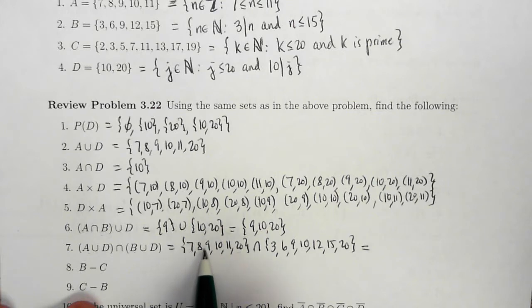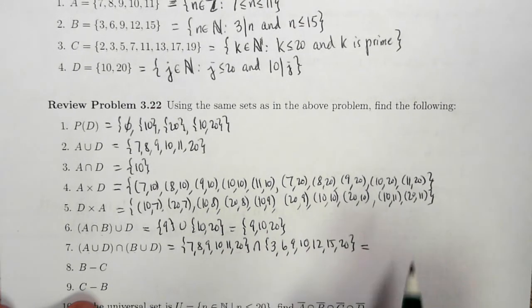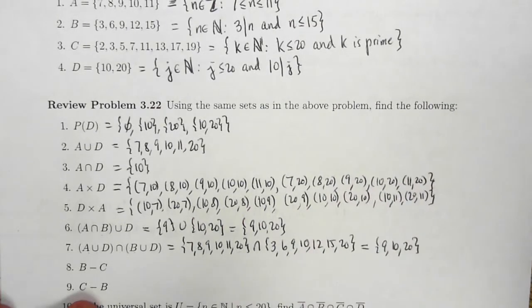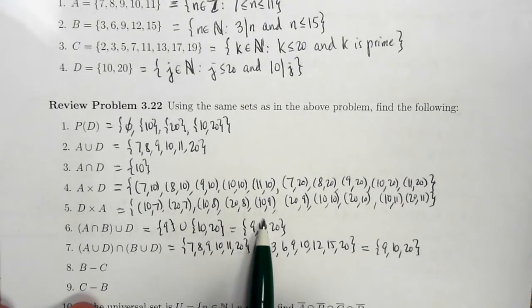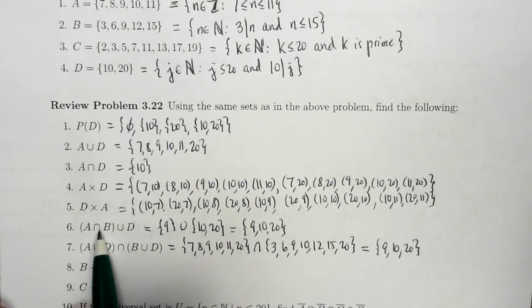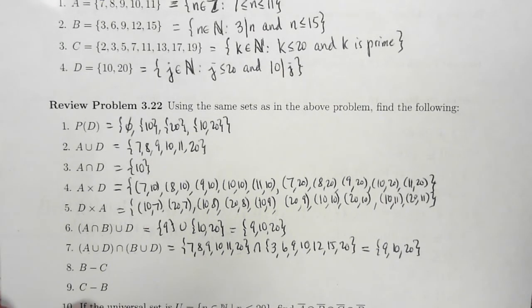So let's see, what's common? 9 is common to both, 10 is common to both, and 20 is common to both. So this is 9, 10, and 20. And this is actually one of the theorems from class. Not surprisingly, these 2 things are the same. And it turns out that, in general, union distributes over intersection. And so A intersect B, whole thing union D is equal to what you see here on line 7.